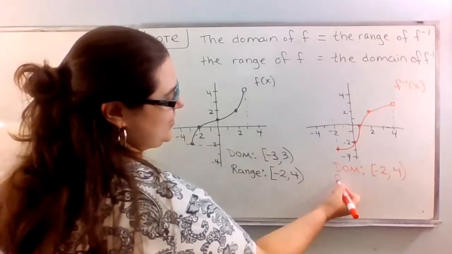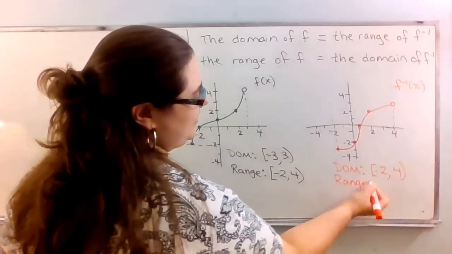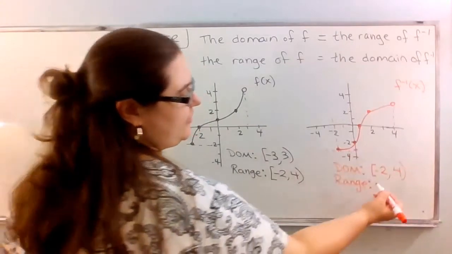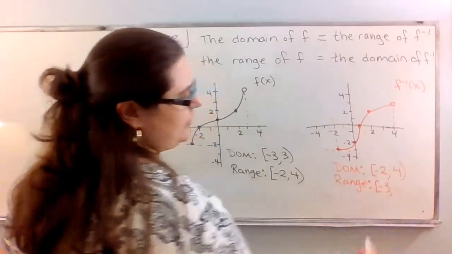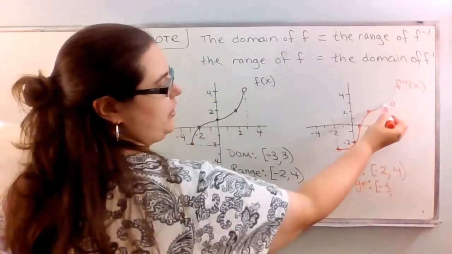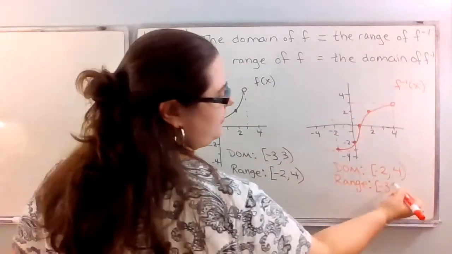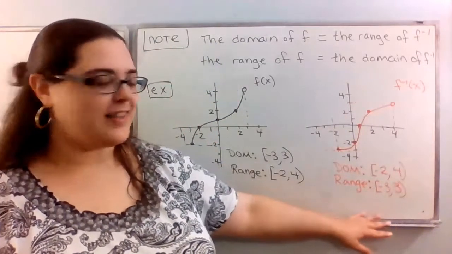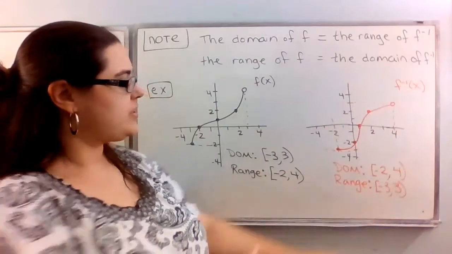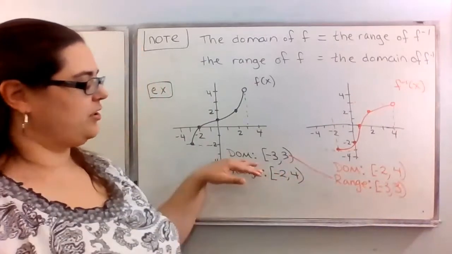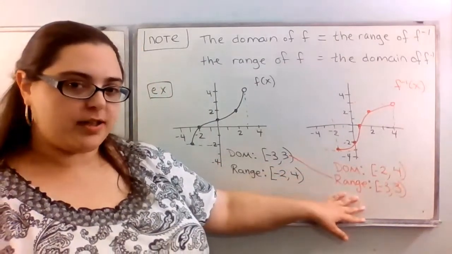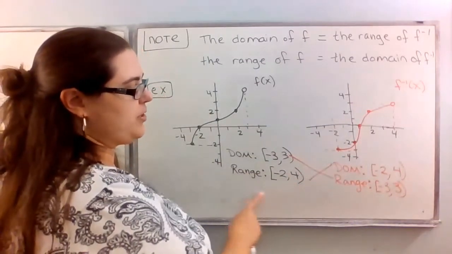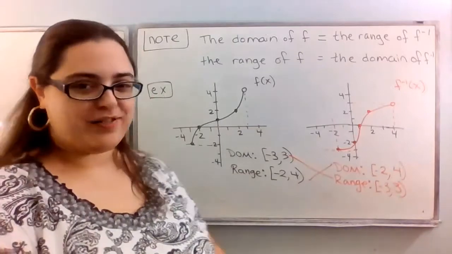And then we have the range for this one. So it starts out down here at -3. And then we follow it up and it goes to +3. So if we look at these two, notice that the domain of the original and the range of the inverse are the same. And then same thing here. The range of the original is the same as the domain of the inverse.